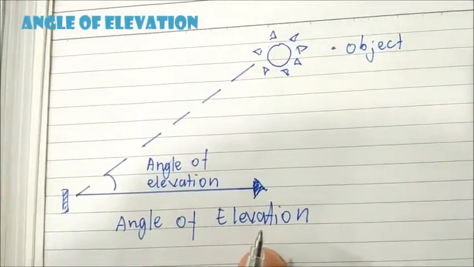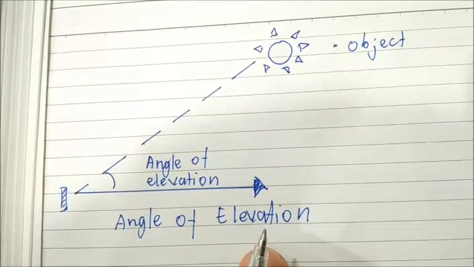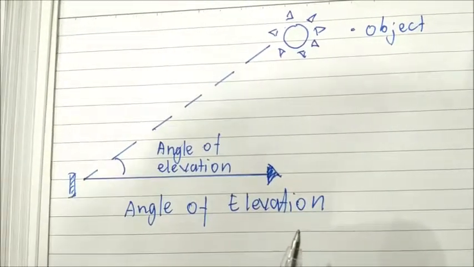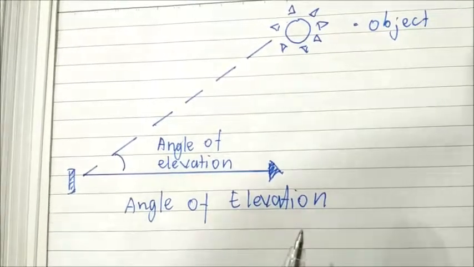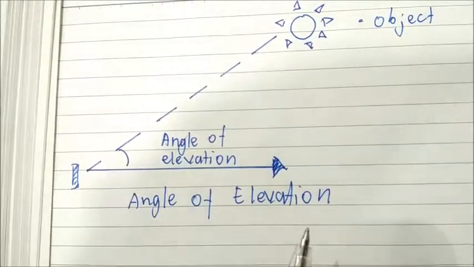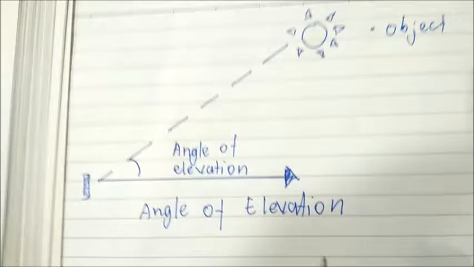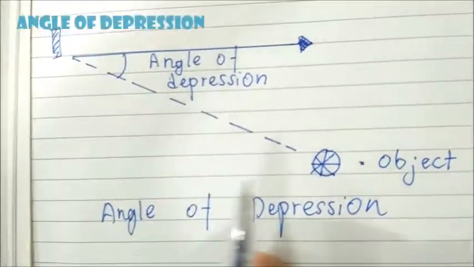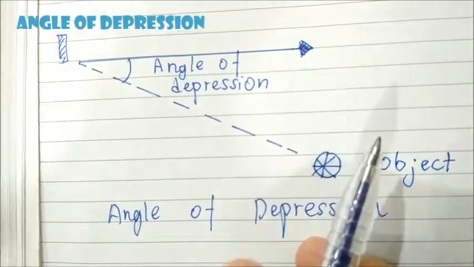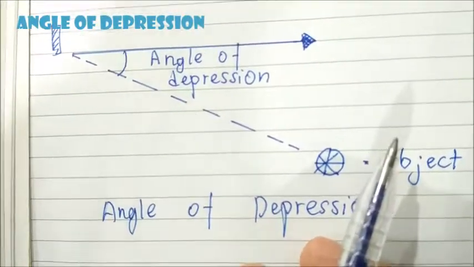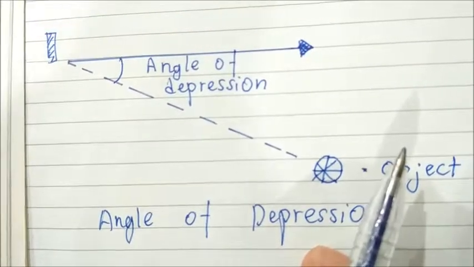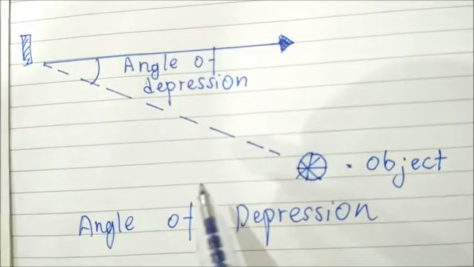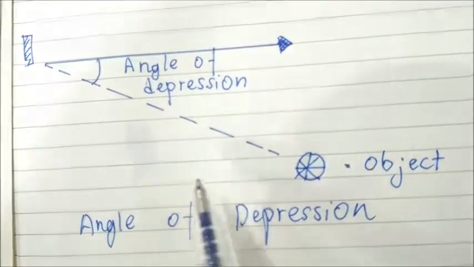If the object being sighted is above the observer, then the angle formed by the line of sight and the horizontal line is called an angle of elevation. This is the angle of depression. If the object sighted is below the observer, then the angle formed by the line of sight and the horizon line is called an angle of depression.